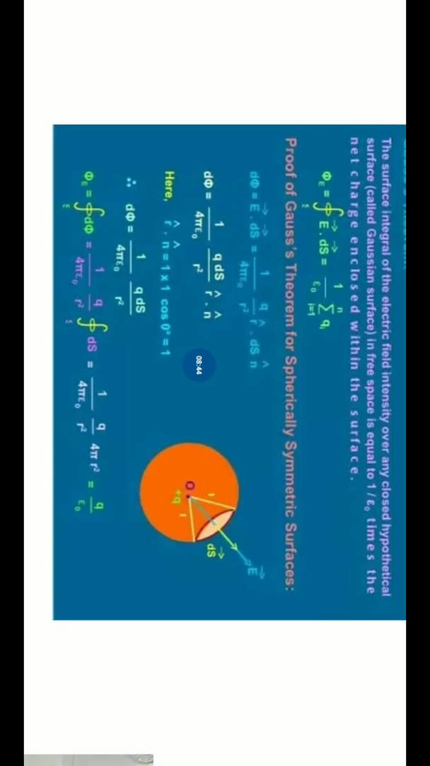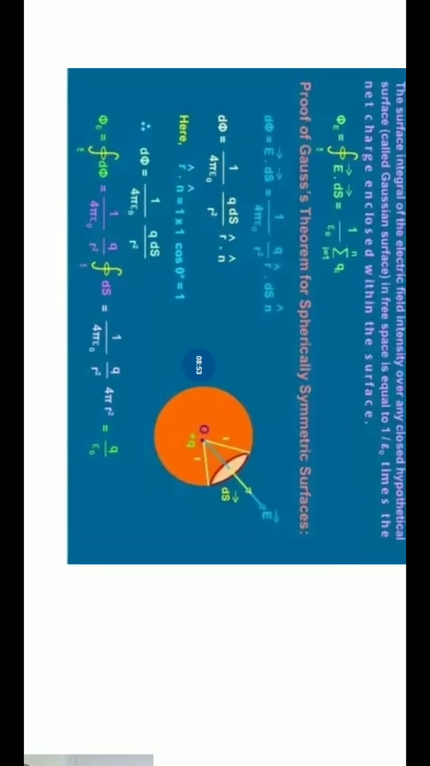4 pi and 4 pi cancel out, r square and r square cancel out. What is left is q upon epsilon naught. So thus the total flux coming out of the surface is q upon epsilon naught. This is what Gauss law states. So flux is q upon epsilon naught. So this is the proof of Gauss law.